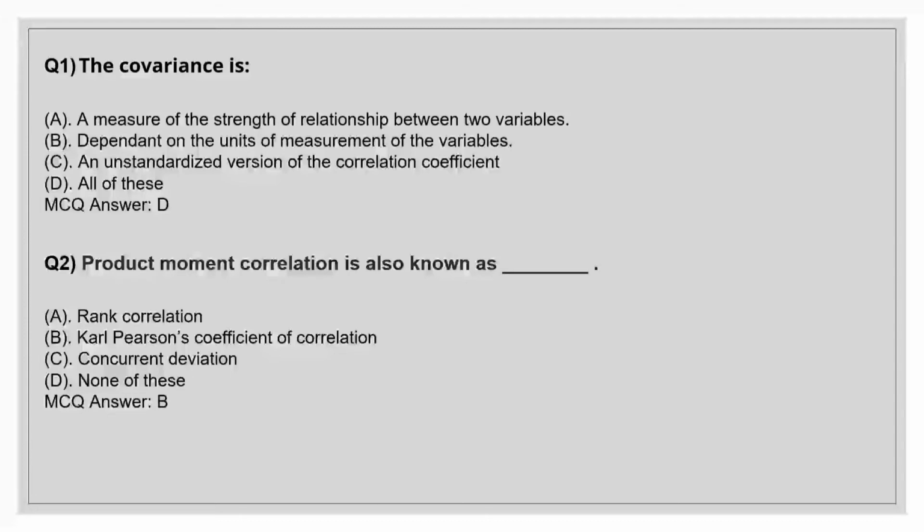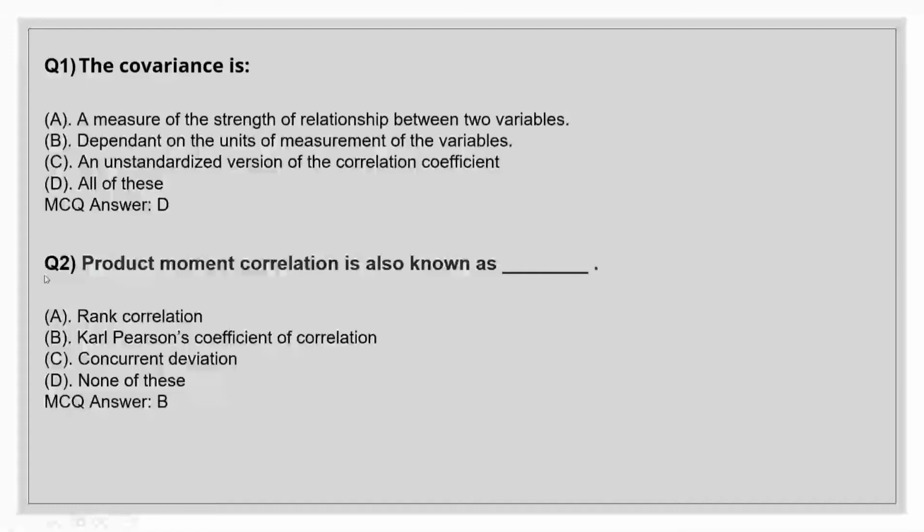The first MCQ: covariance is option A, a measure of the strength of relationship between two variables, which is pretty much the definition of covariance. Option B, dependent on the units of measurement of the variables, which is correct because we read that in the PPT. Option C, an unstandardized version of the correlation coefficient, which is also correct. So the correct option is D, all of these.